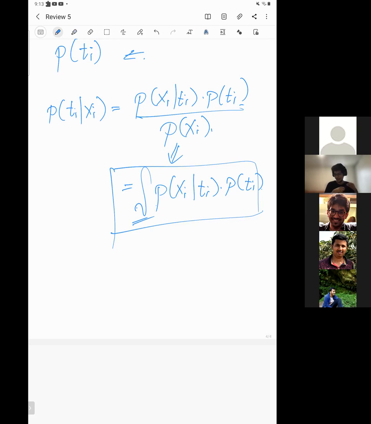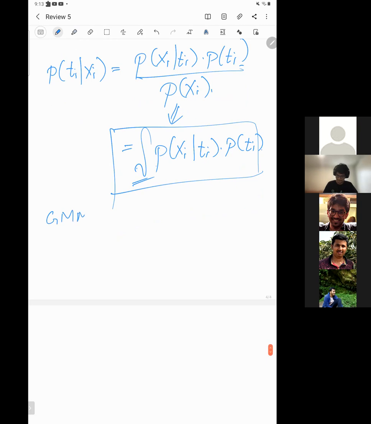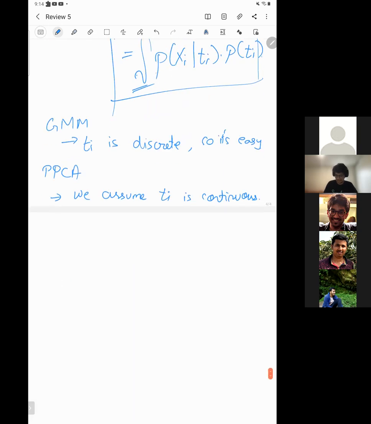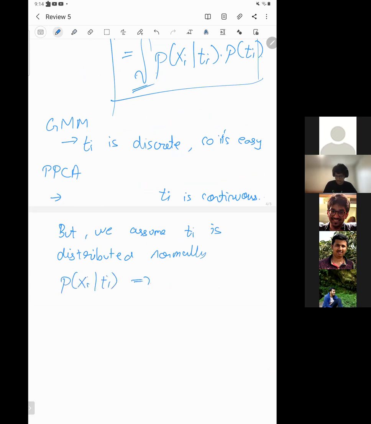And yeah, in GMM, ti is discrete, so it's easy. Then in probabilistic PCA, ti is continuous, but we assume ti is distributed normally. So we have probability of xi given ti is normal, and probability of ti is also normal.